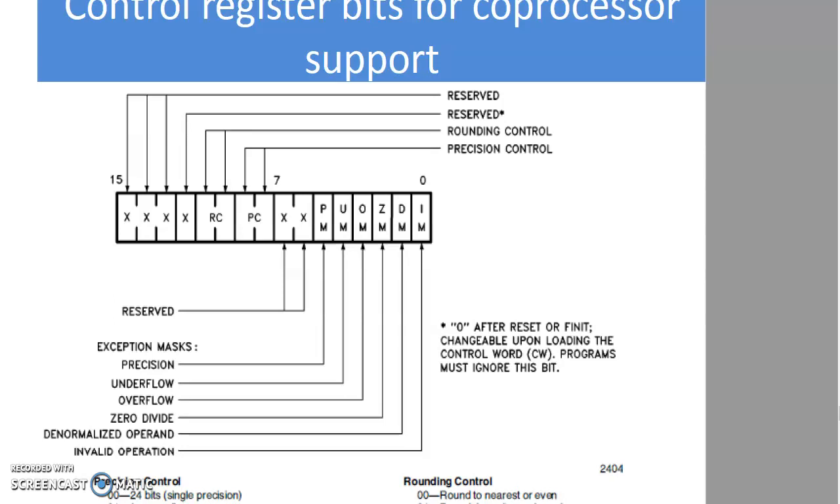So this is the format of the control register of 80387. This is also a 16-bit register. It has exception masks, as you can see in the diagram. Exception masks are precision mask, underflow mask, overflow mask, zero divide mask, denormalized operand mask, and invalid operation mask. So you can set these exception masks using this control register. This is useful for controlling the exceptions of the 80387.